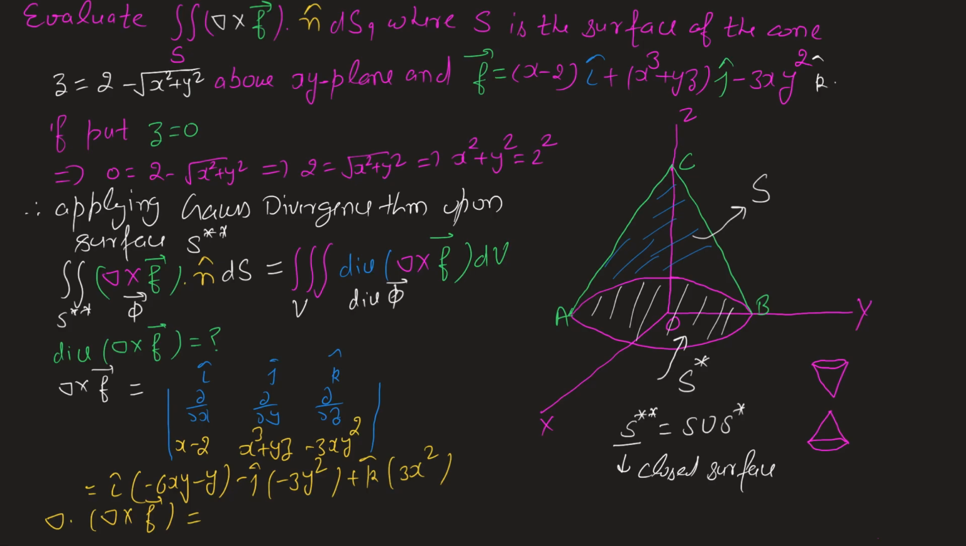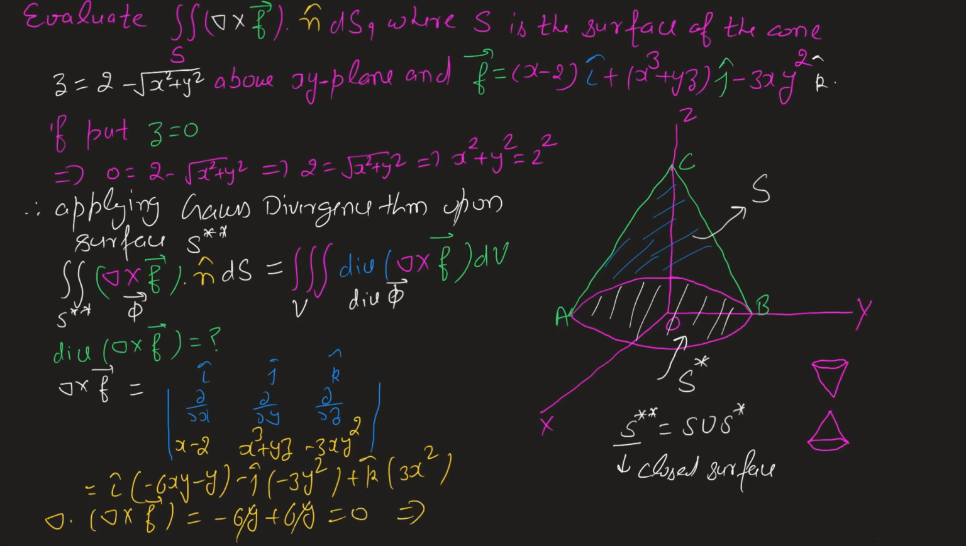Divergence means partially differentiate with respect to x, this with respect to y, and this with respect to z, and then add up. Partial differentiating with respect to x will give minus 6y, and this minus minus is plus. Partial differentiating with respect to y will give plus 6y, and partially differentiating with respect to z will give 0. So this will cancel out.